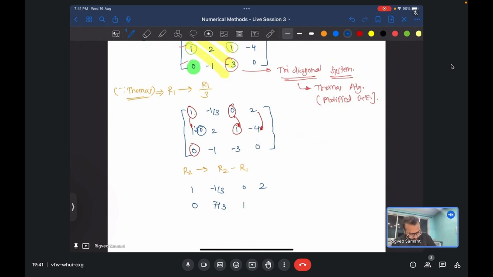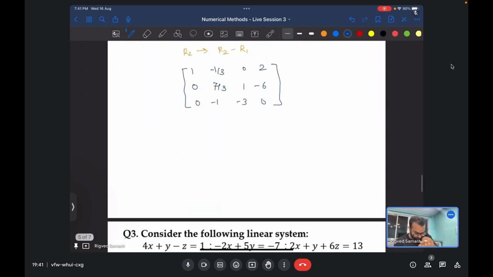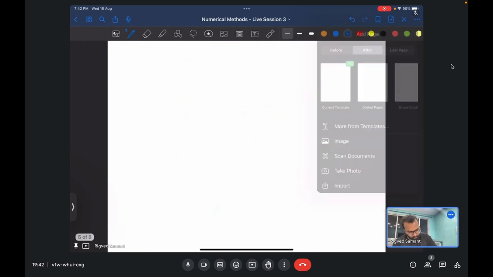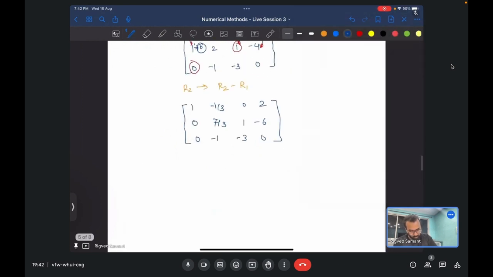This would be 1 because it will not change. Anything minus 0 is that value only. And this would be minus 6. Third row will not change: 0, minus 1, minus 3, 0. Okay. So we are done with the first column.